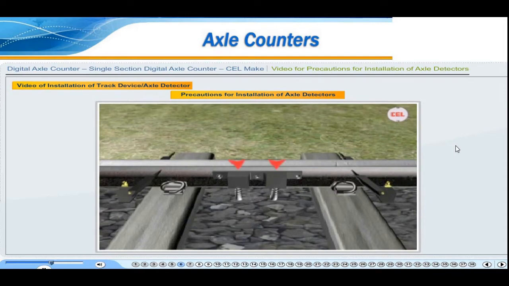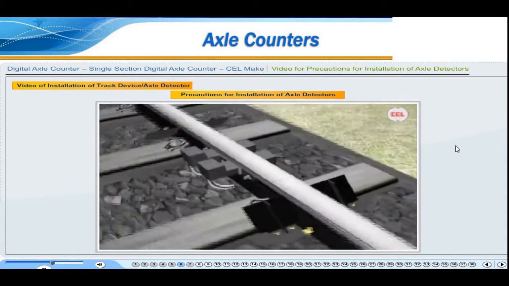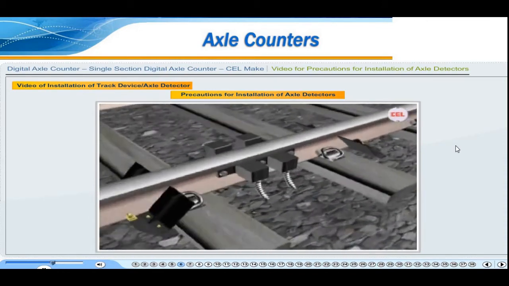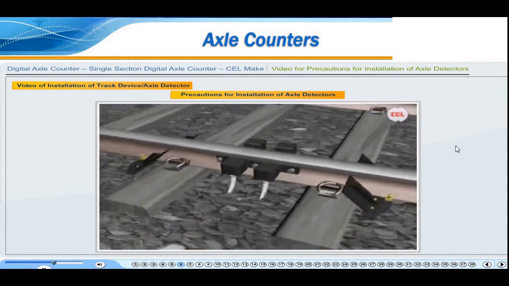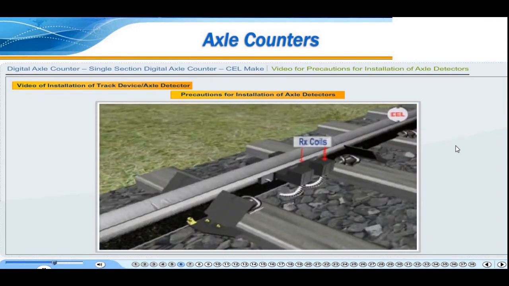In the installation of SSDAC outdoor equipment, we shall first discuss the installation of axle detectors. The axle detector unit consists of web mounting type transmitter coils or the TX coils, web mounting type receiver coils or the RX coils, and the rail deflector bracket assembly.